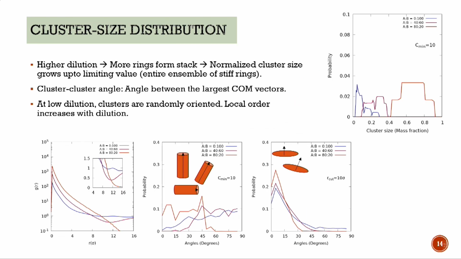Also at the ring level, we see that this ordering is happening, which is essentially the same plot as this one. We see that for the pure system there is a broader distribution, and the distribution decreases when we decrease the dilution.